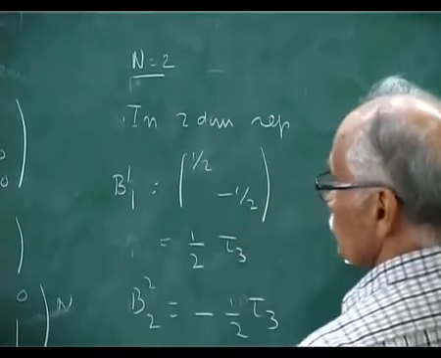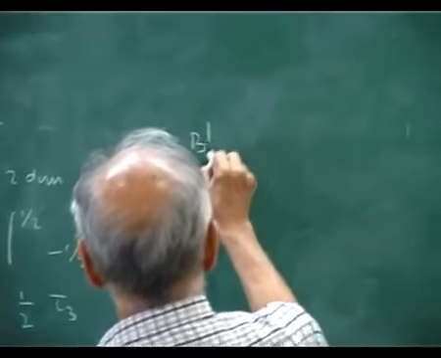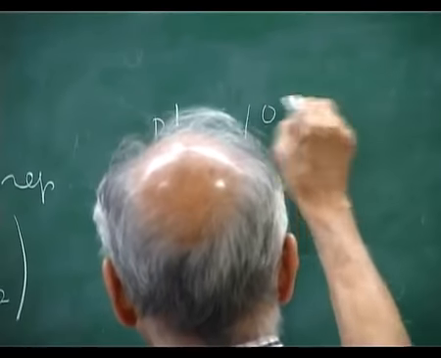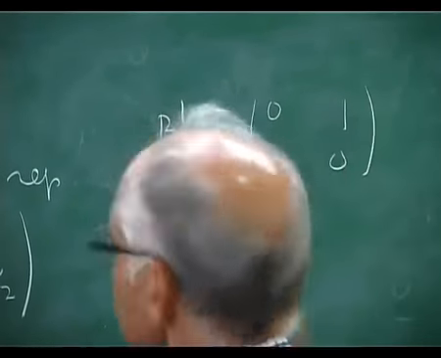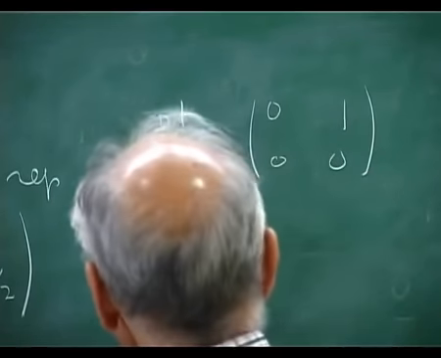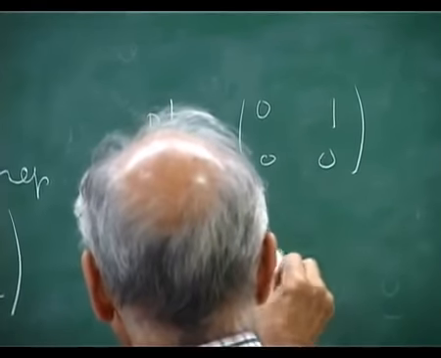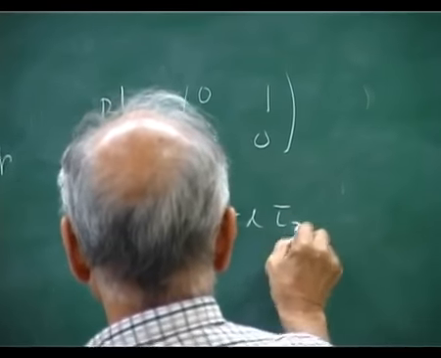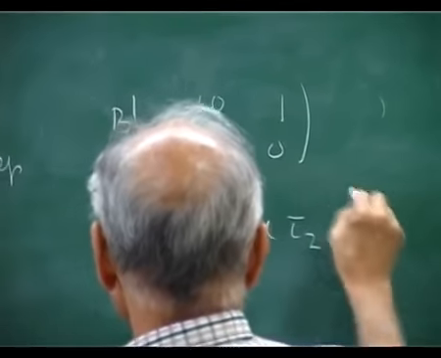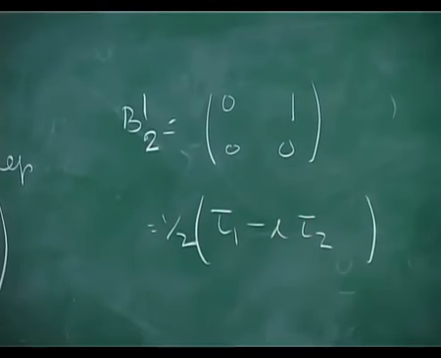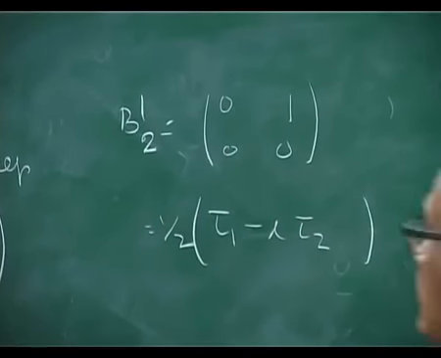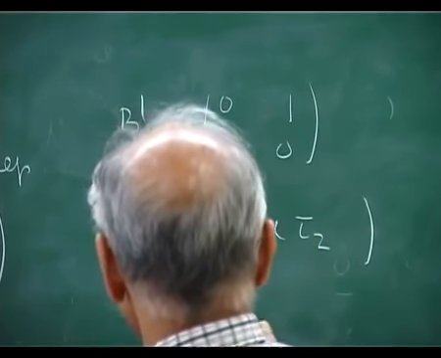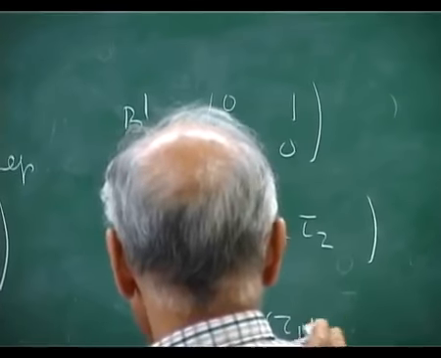Okay. Then B11, B22, then I have B12. This will be 0, 1, 0, 0. Okay. So this is equal to what? Tau 1 minus i tau 2 with a 1/2. Lowering operator, tau minus is called, yeah? And B21 is the other one. So it is 1/2 of tau 1 plus i tau 2.